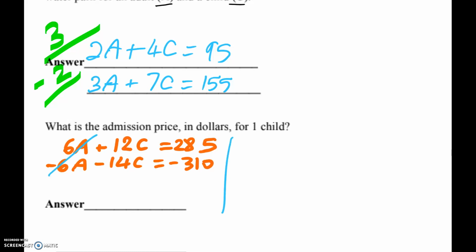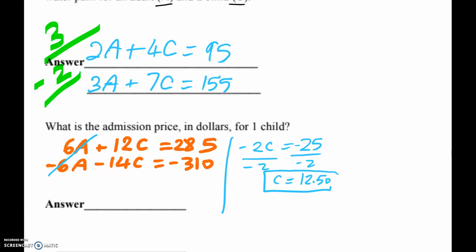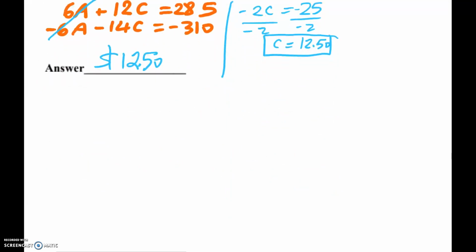So if you put these together, you can eliminate A's. -2C is 285 minus 310, which is -25. If you divide both sides by -2, -25 divided by -2 is $12.50. This is the admission price for one child: $12.50. All right. Thank you.